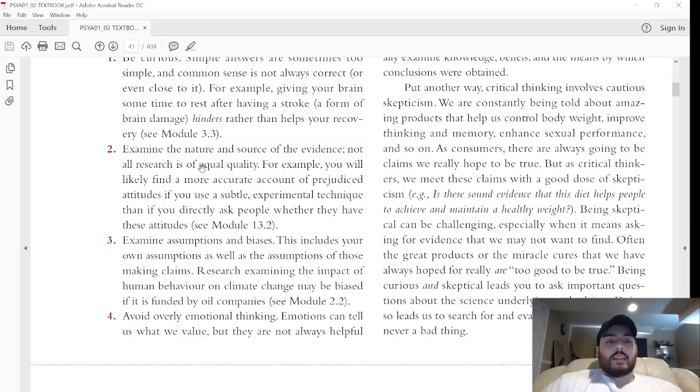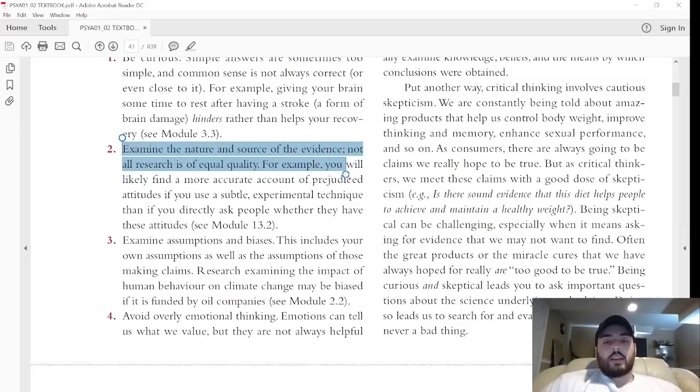Number 2, you want to examine the nature and source of the evidence. So not all research is of equal quality. For example, you will likely find a more accurate account of prejudiced attitudes if you use a subtle experimental technique than if you directly ask people whether they have these attitudes, right? So when you examine the nature of the source, right?